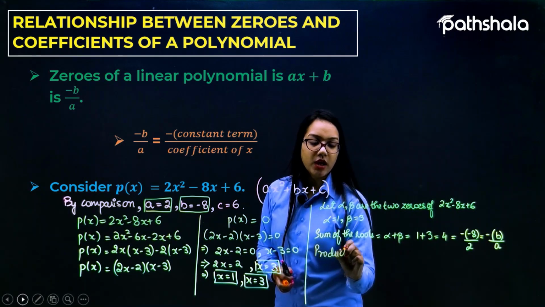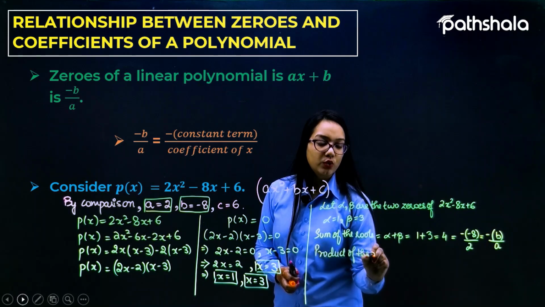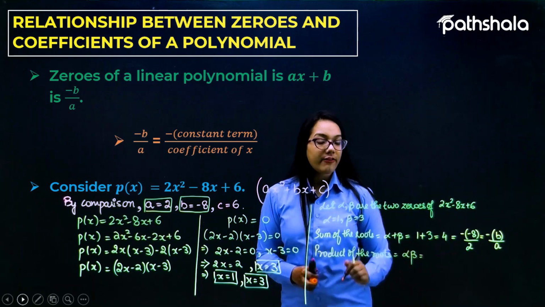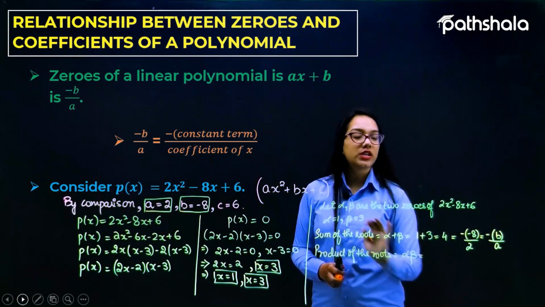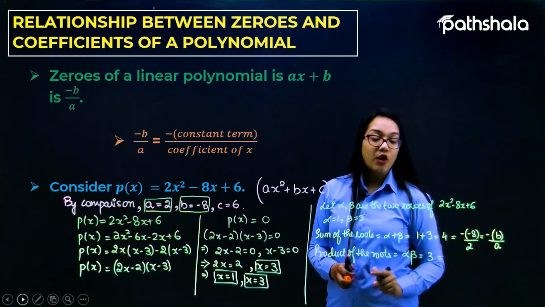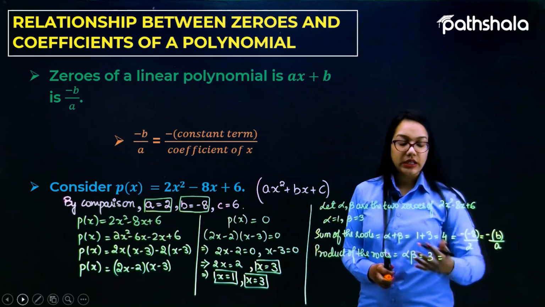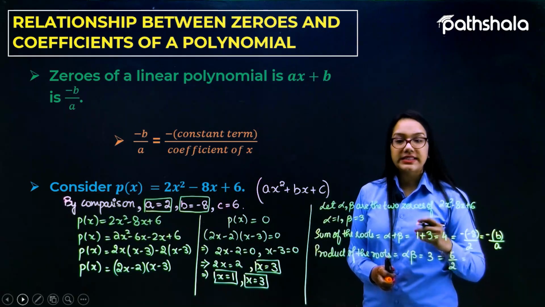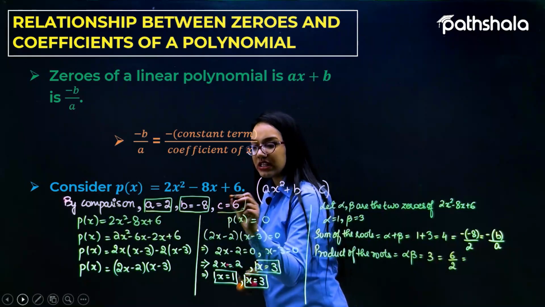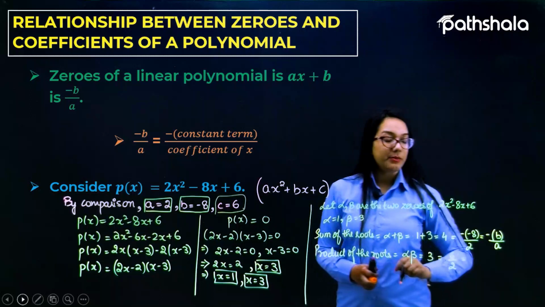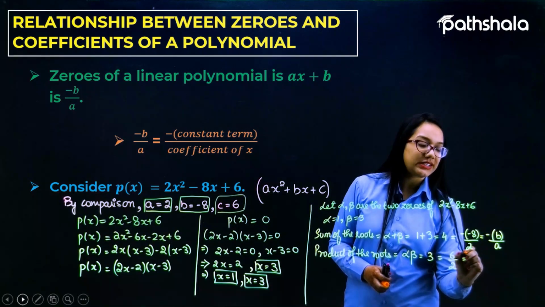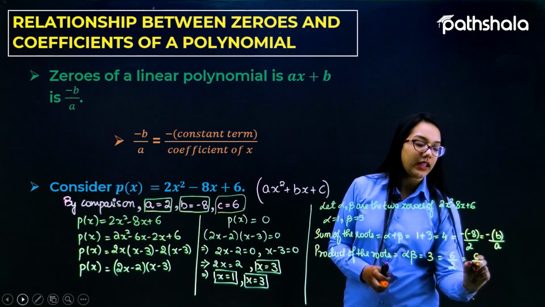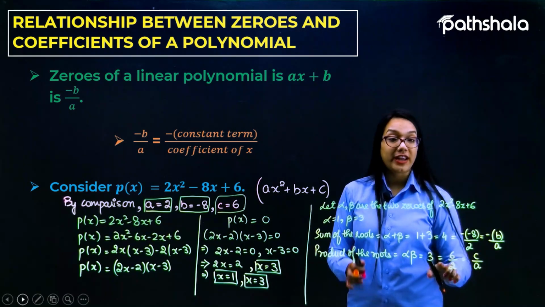Now let us suppose I am taking the product of the roots. Product of the roots means we have to multiply alpha into beta. Alpha is 1 and beta is 3, so 1 into 3 is obviously equal to 3. Further, we can express 3 in the formation of 6 by 2. We do know that 6 is nothing but the value c, so we can write 6 as c, and in place of 2, we can write a.